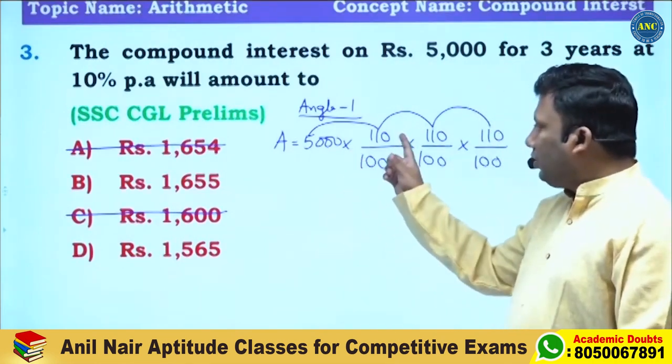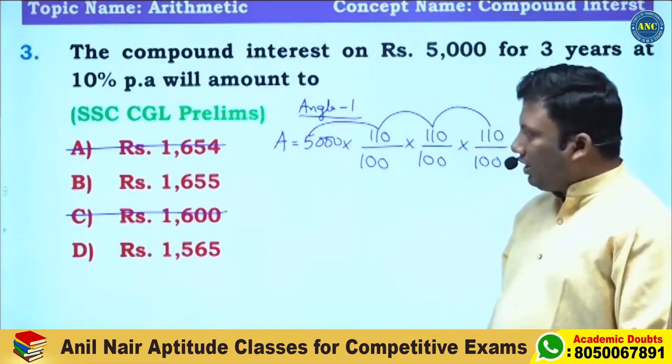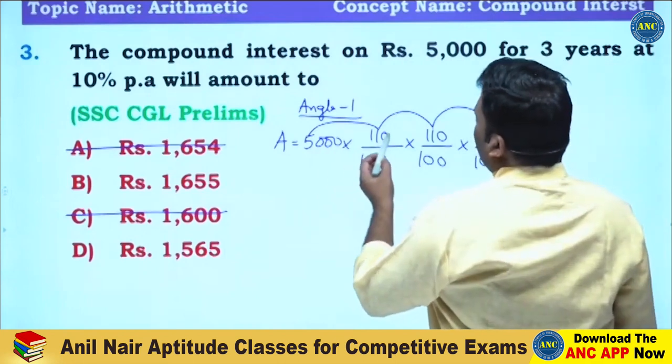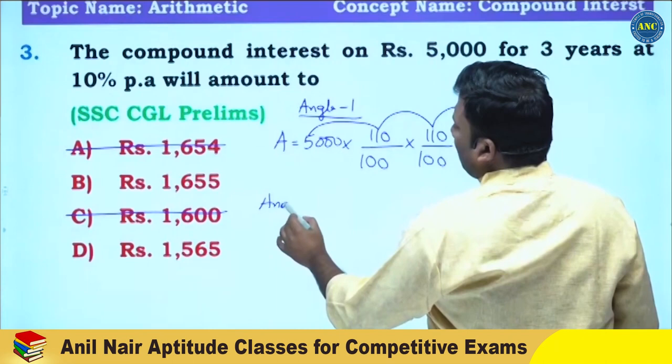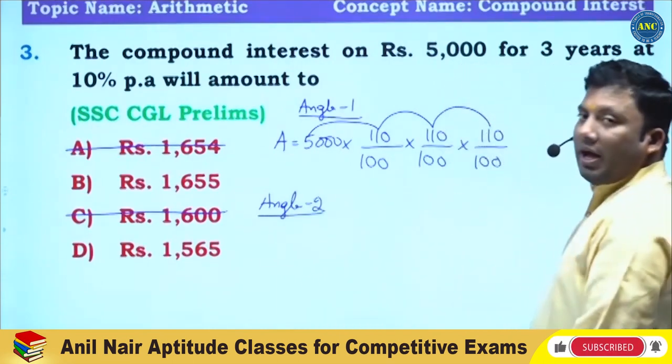So 5,000 into 110 into 110 into 110. In angle 1, two options I eliminated. Now angle 2.